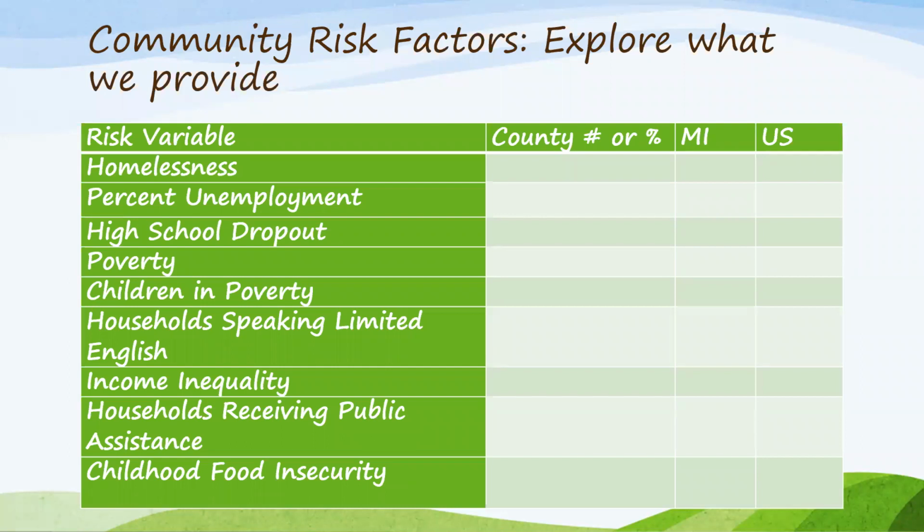You've been provided with data on homelessness, percent unemployment, high school dropout, poverty, children in poverty, households speaking limited English, income inequality, households receiving public assistance, and childhood food insecurity. Since these risks are not often distributed evenly across a geographic area, we encourage you to identify cities, zip codes, school districts, or other areas where these risks are greater within your community.